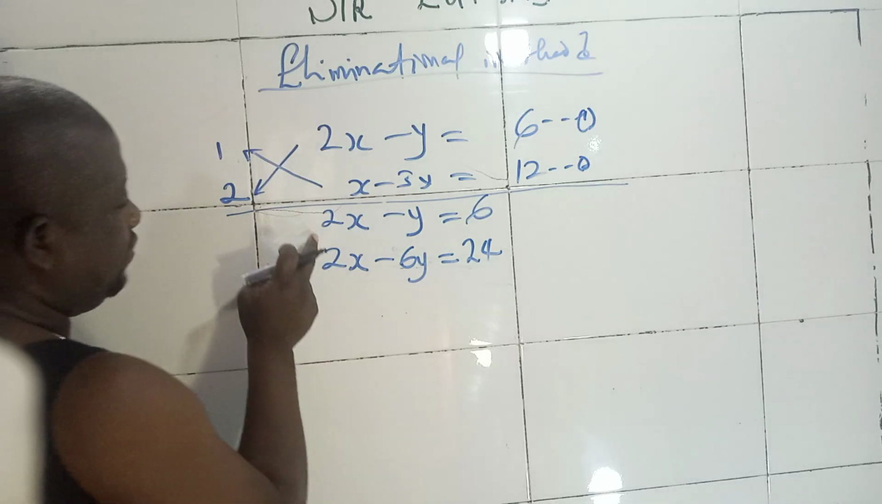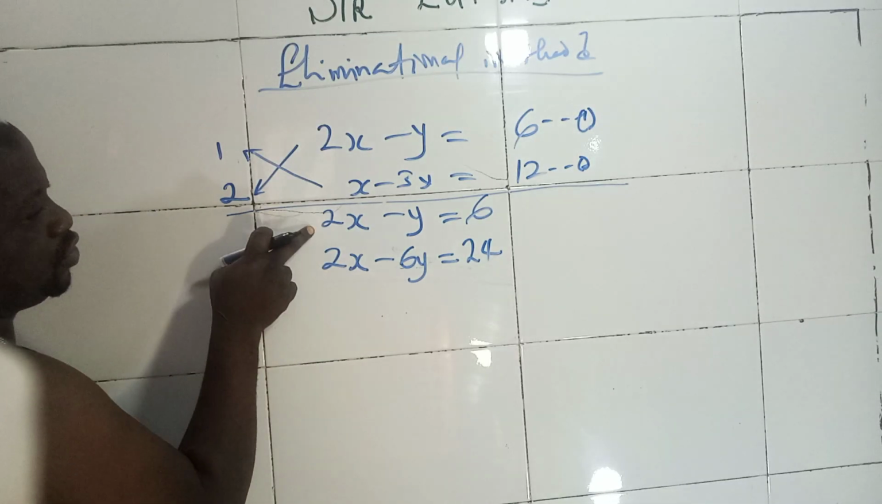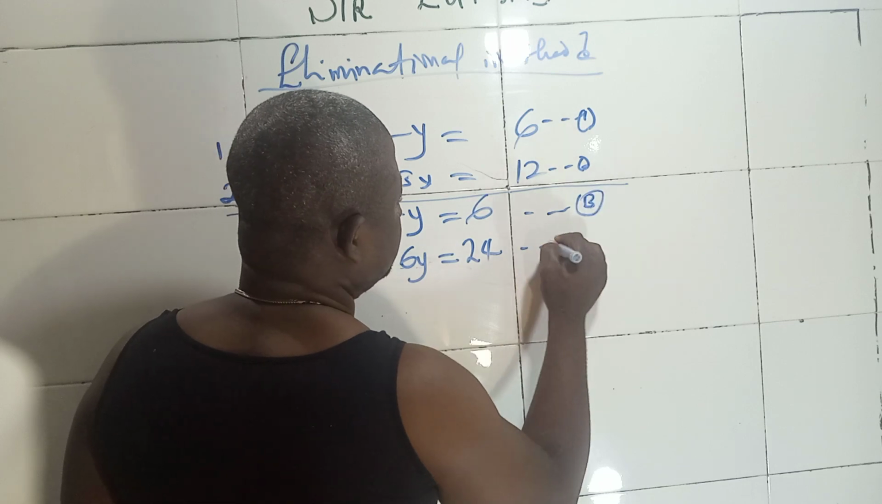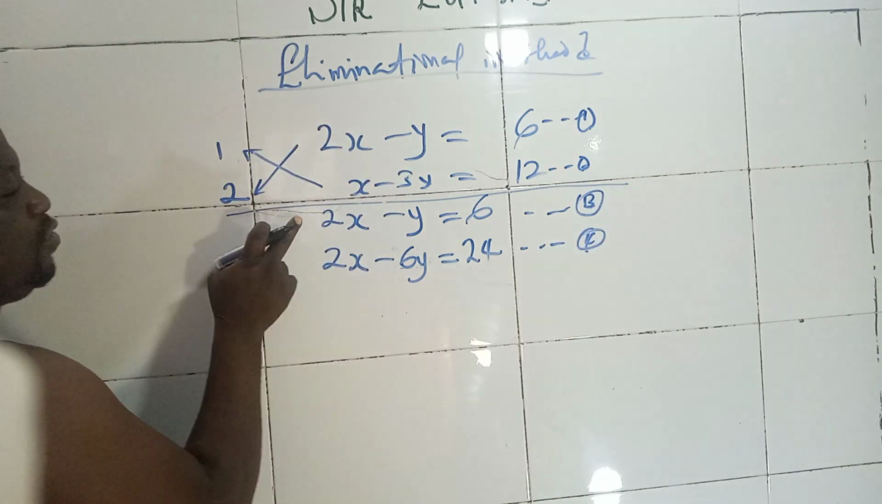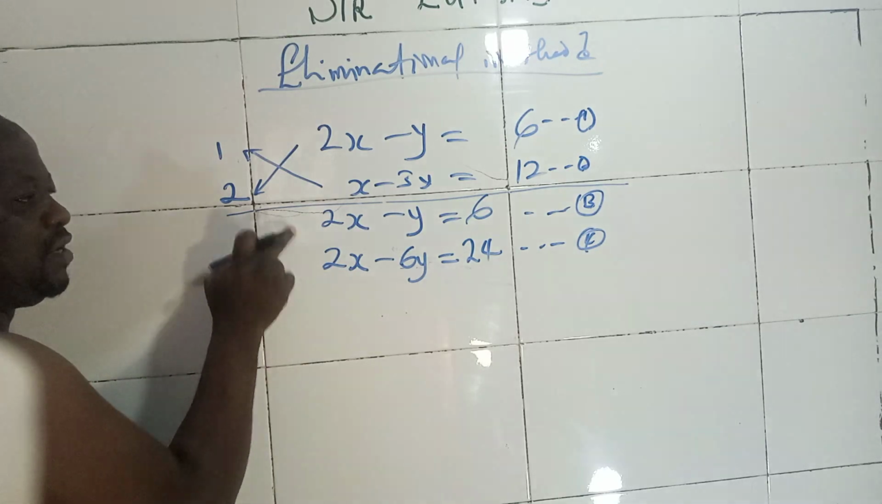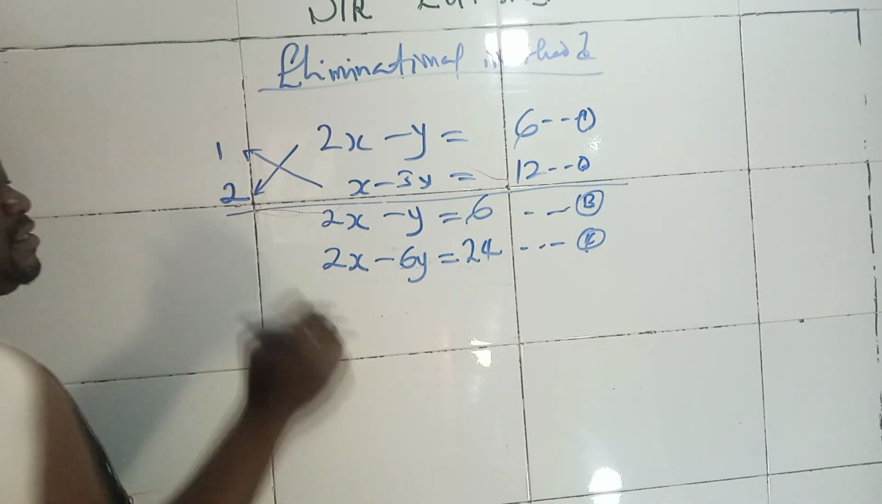So if you now look at it, I've leveled up the coefficients of equation 3 and equation 4, because this is equation 3, this is equation 4. So I've leveled up the coefficient of x in equation 3 and equation 4. And the purpose of this is for one to eliminate.